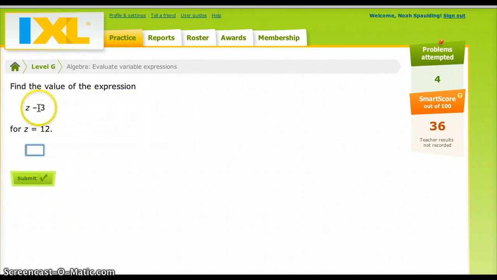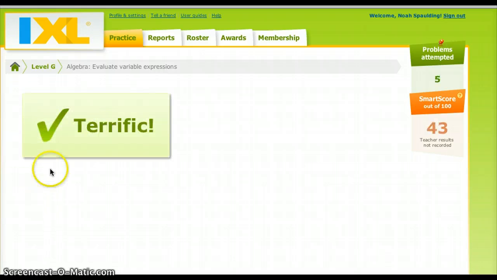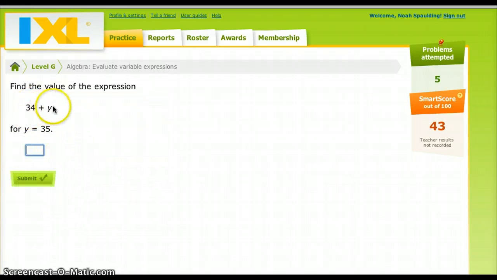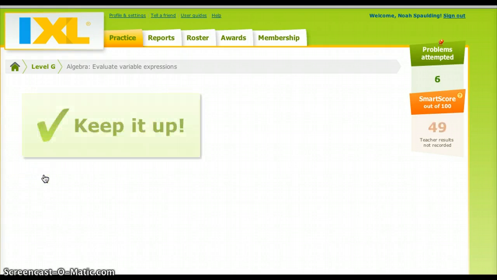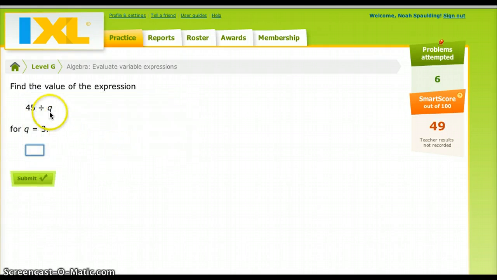Okay, next we have Z minus 3. Z is equal to 12, so 12 minus 3 is 9. 34 plus y, y is 35, so plug that 35 in. 34 plus 35 is 69. Okay, last one here, we'll do 45 divided by Q. Q is 3, so 45 divided by 3 is 15. There we go.